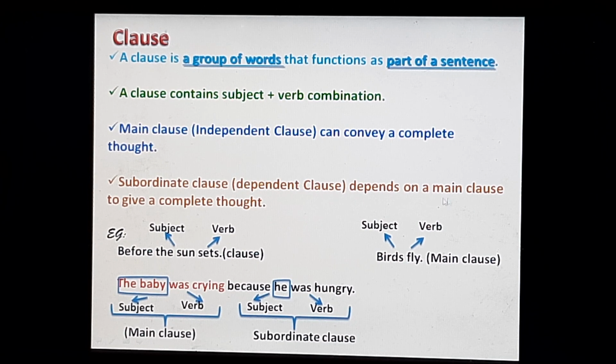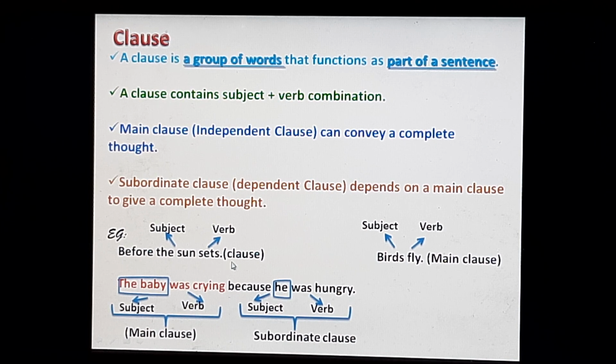A subordinate clause or dependent clause depends on a main clause to give a complete thought. Usually, subordinate clauses begin with a subordinating conjunction. So, they are incomplete in meaning. Therefore, they get the support of the main clause for their complete meaning. So here I have examples.